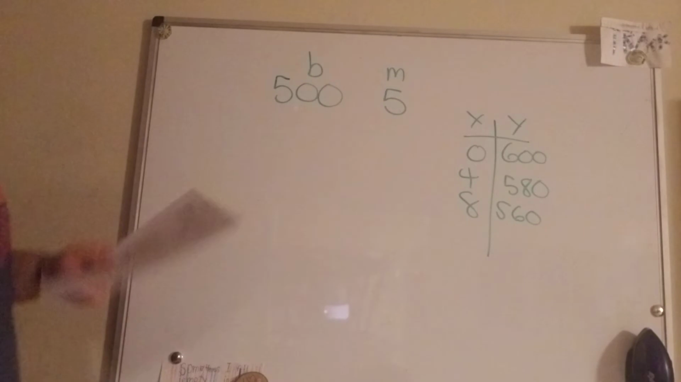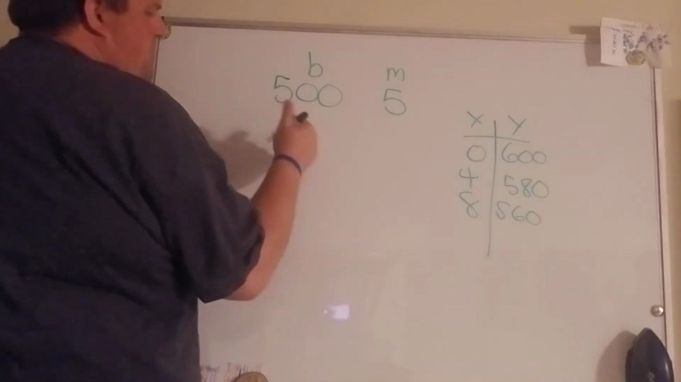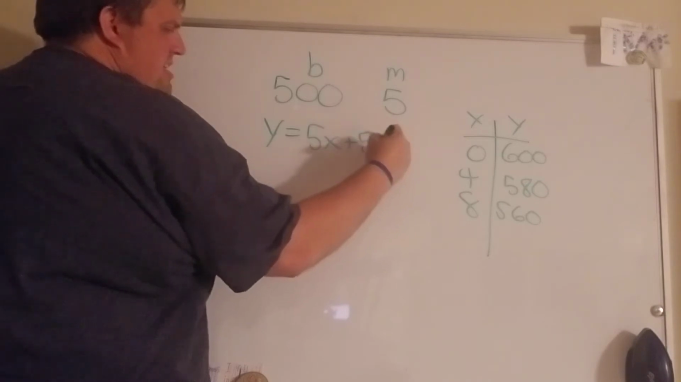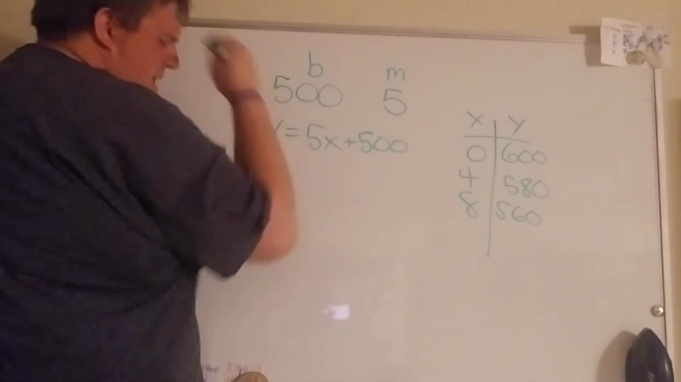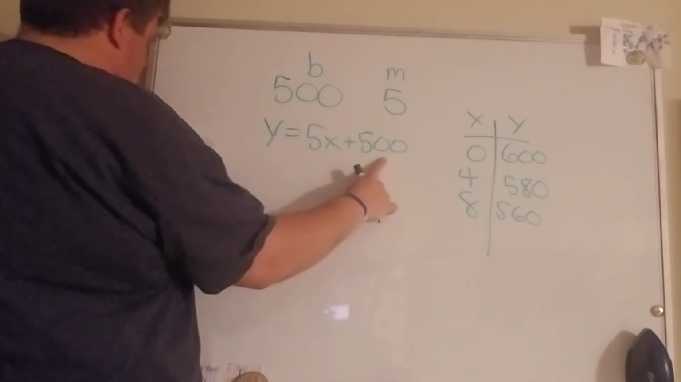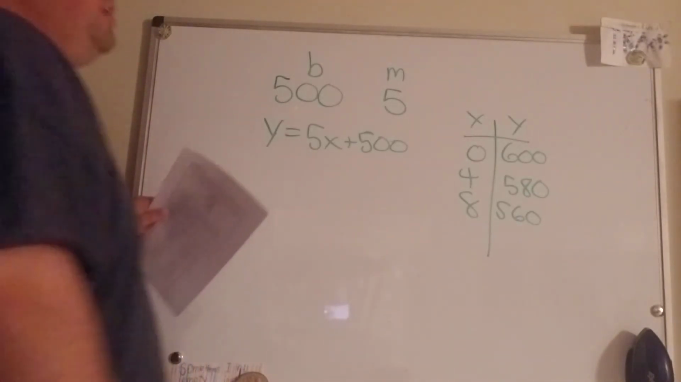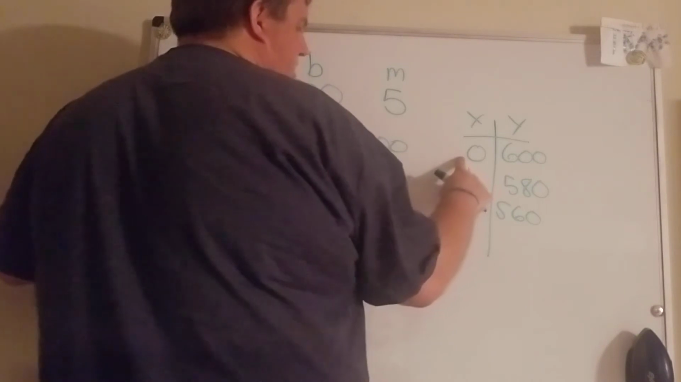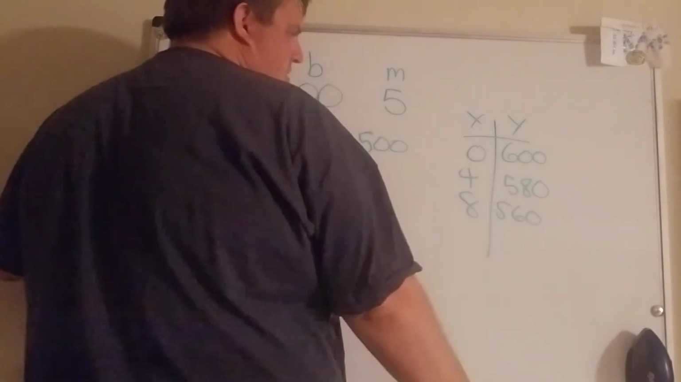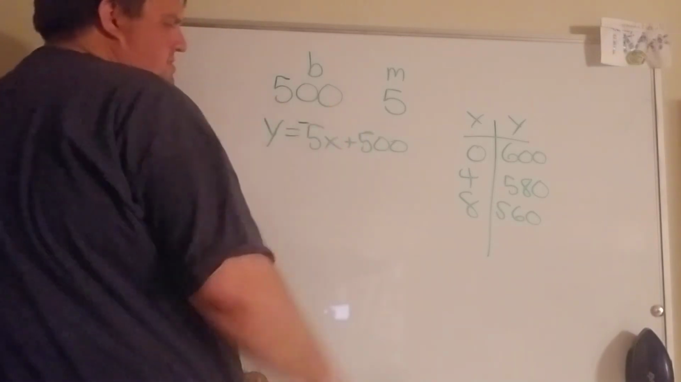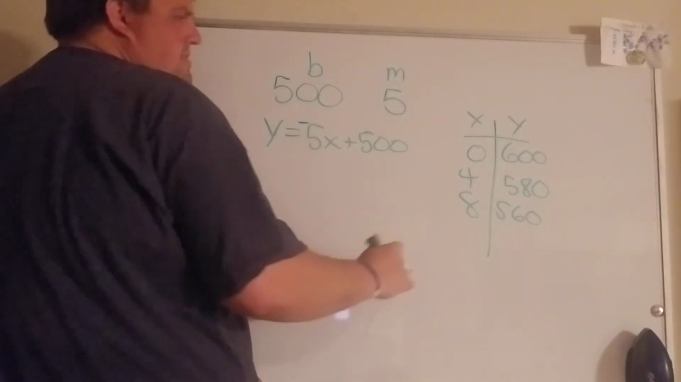Which statement is true? Well, we know this one is going to be y equals 5x plus 500. So they sell 5 tickets per minute, and then they start with 500. Over here, it looks like they start with 600. And I guess it should be negative because they're selling tickets, getting rid of their tickets.